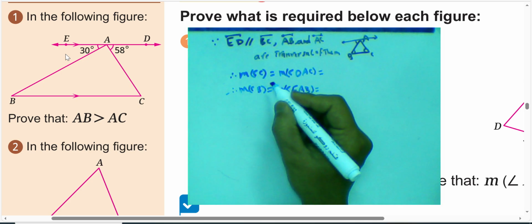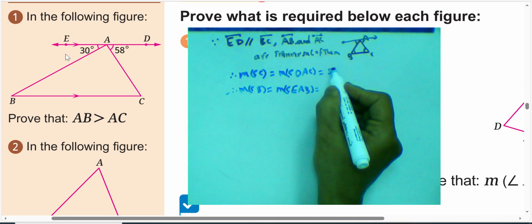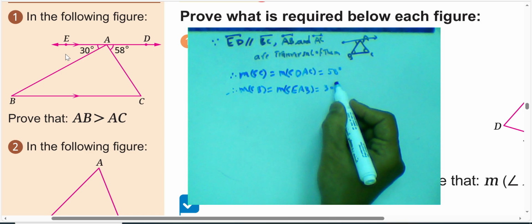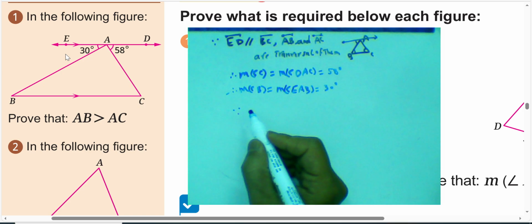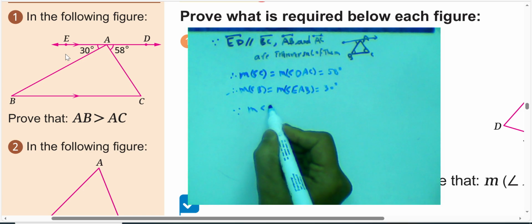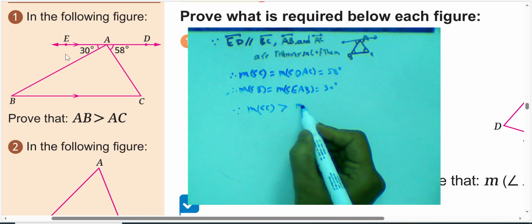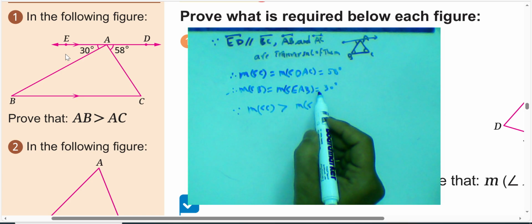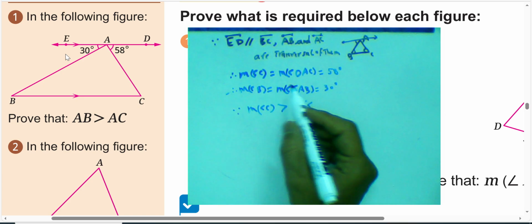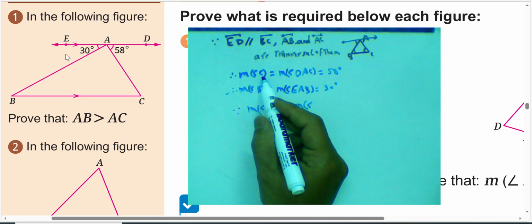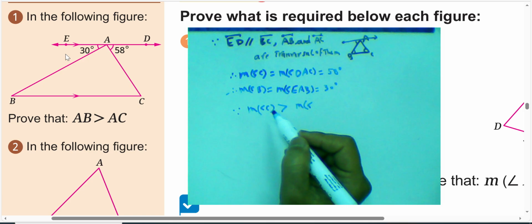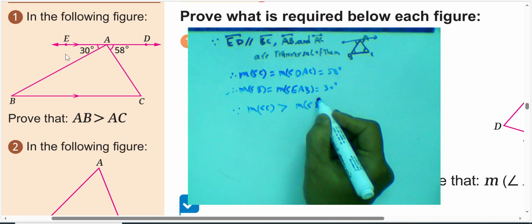The measure of angle C will be equal to 58 degrees, and the measure of angle B equals 30 degrees. And then the measure of angle C will be greater than the measure of angle B. Okay, measure of angle C greater than angle B. We have here 58 and here 30.